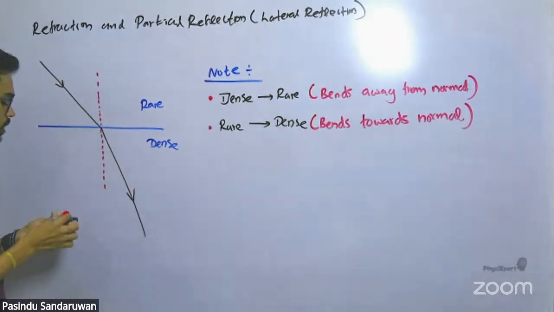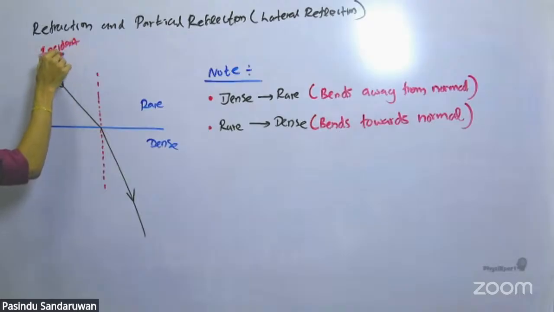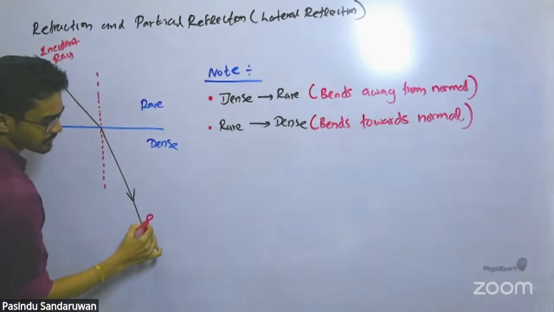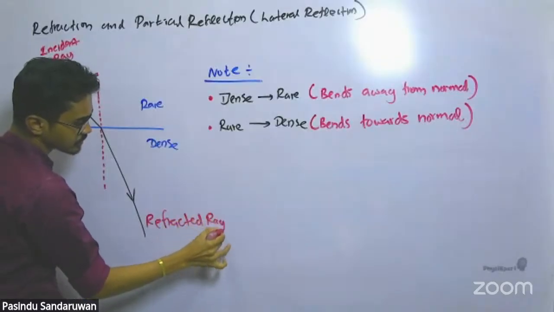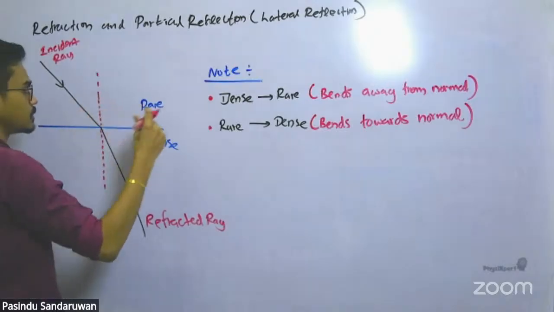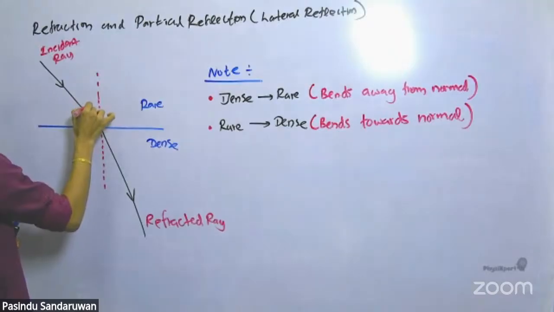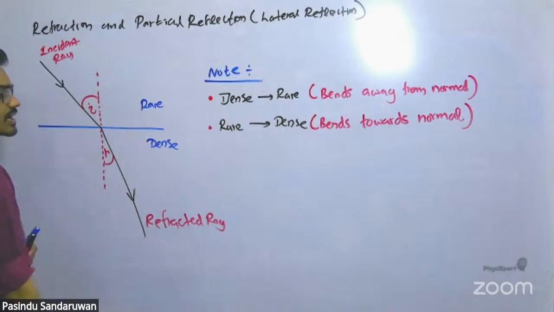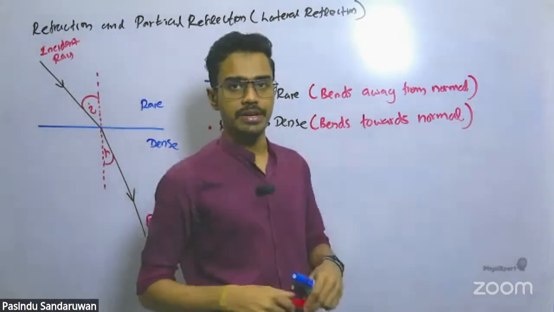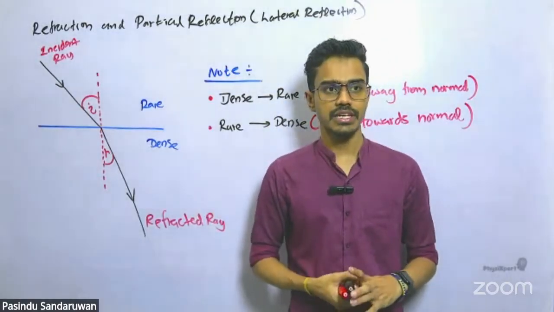This is our incident ray as usual, and this is our refracted ray as usual. We know all angles are measured only with the normal. The angle between normal and the incident ray is the angle of incidence, I. The angle between normal and the refracted ray is the angle of refraction, R. That we knew. Now, the new thing.